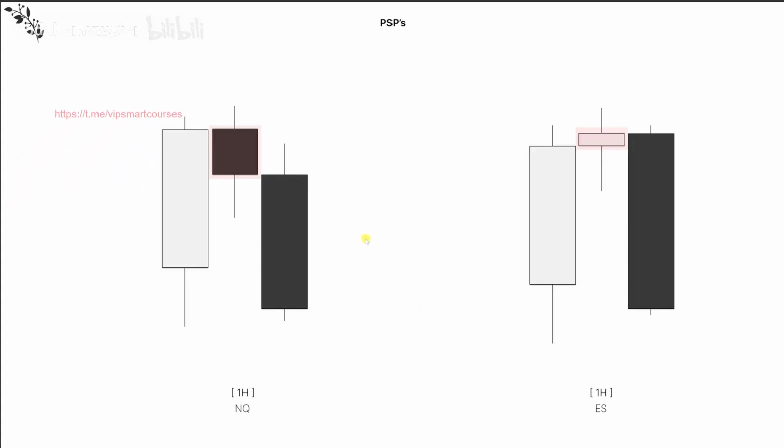In this slide, we will be discussing PSPs. A PSP is simply when the exact same candle on one asset closes different from the other. As you see, we have NQ and ES here. NQ closes as a down close candle for this hourly candle, and ES closed as an up close candle, deeming this candle a PSP they want to see price expand away from.